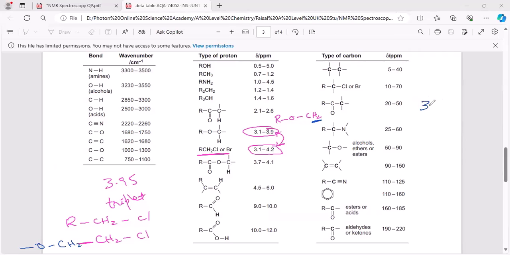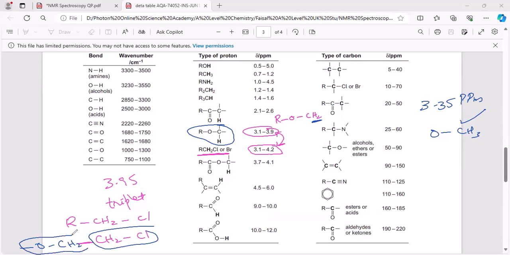Then the chemical shift is 3.35 ppm, and it is a singlet. So it means I need to pick this because oxygen is there as well. So this is OCH3. So one fragment is OCH3, one fragment is this, and my other fragment is this. Let's combine all of these three fragments.